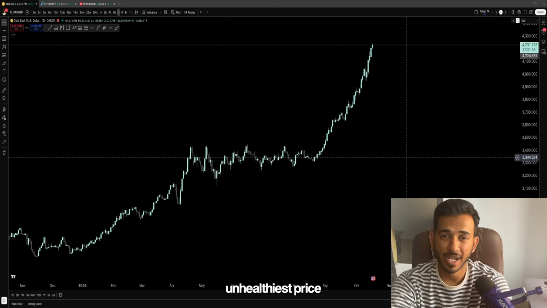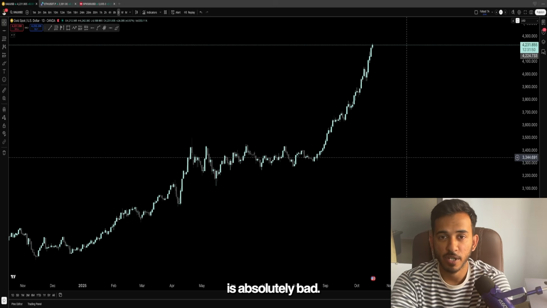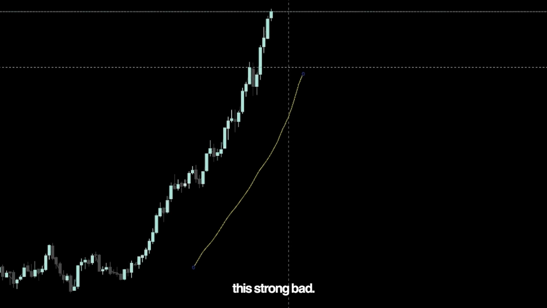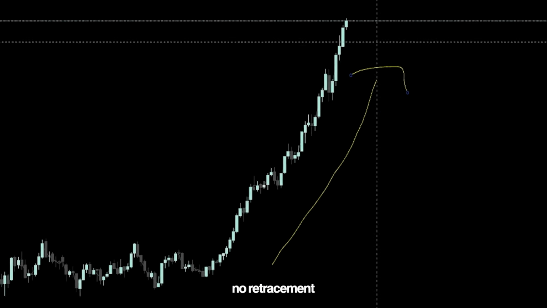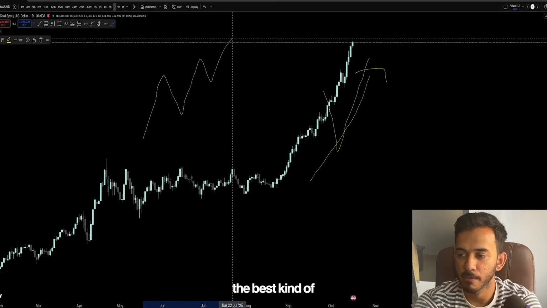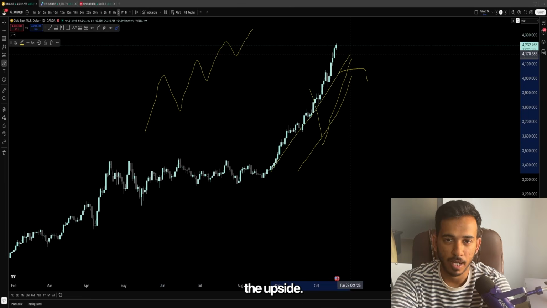So this is one of the unhealthiest price actions that you can ever see. The market structure here is absolutely bad. But why? Why would you call something this strong bad? The reason is there is no retracement at all. If the market would have done something like this, I would have called it the best kind of market structure. But this right here is just a one-way push towards the upside.